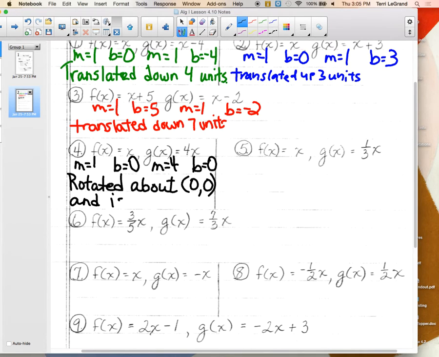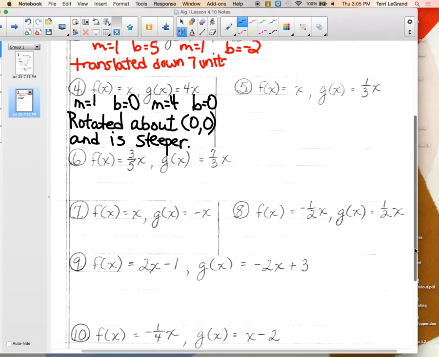It went from a slope of 1 to a slope of 4. Is our new line steeper or less steep? Steeper, because the absolute value of 4, which is 4, is greater than the absolute value of 1, which is 1. 4 is greater than 1, so we say it got steeper. You go ahead and do the next two because they probably are a lot like it.